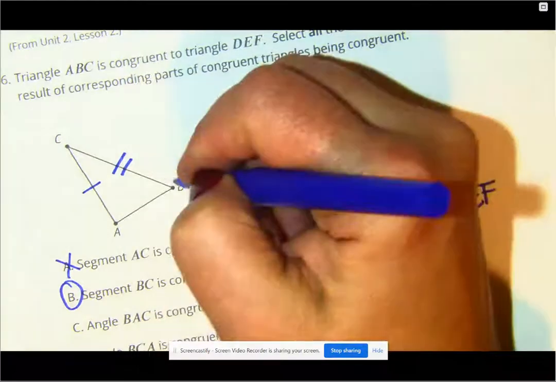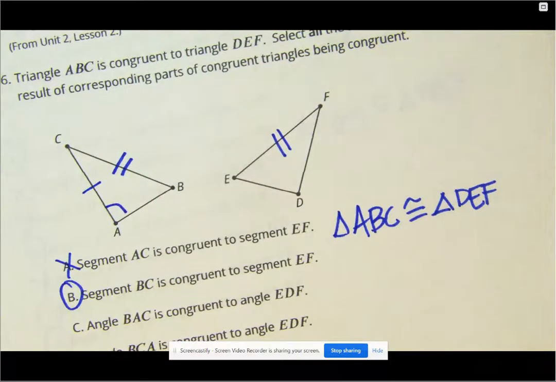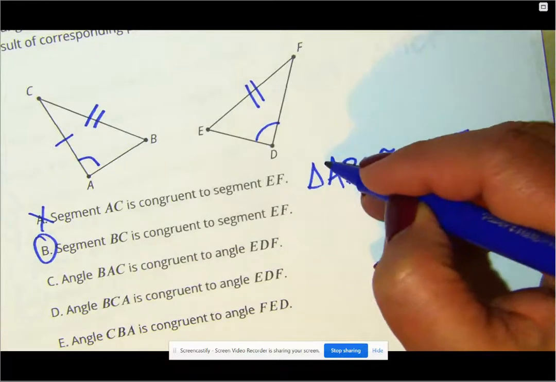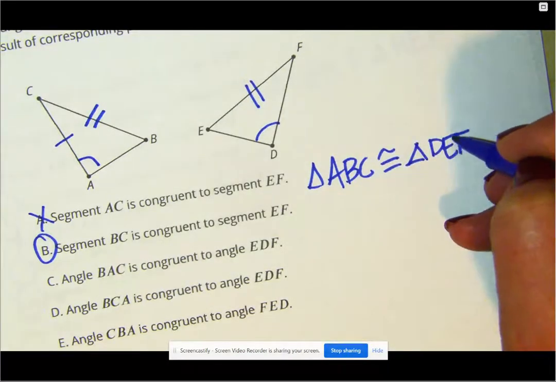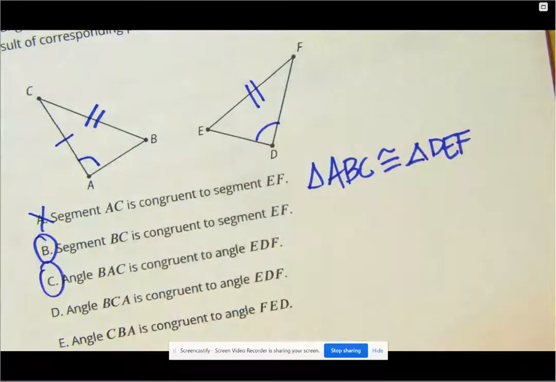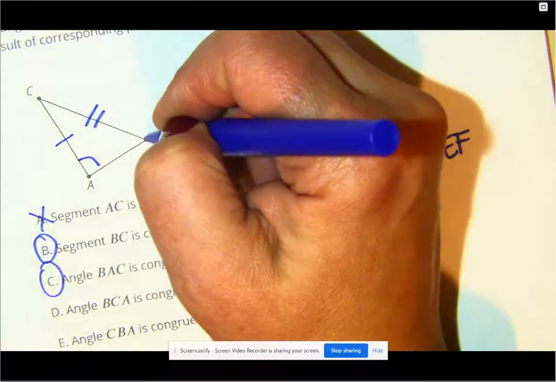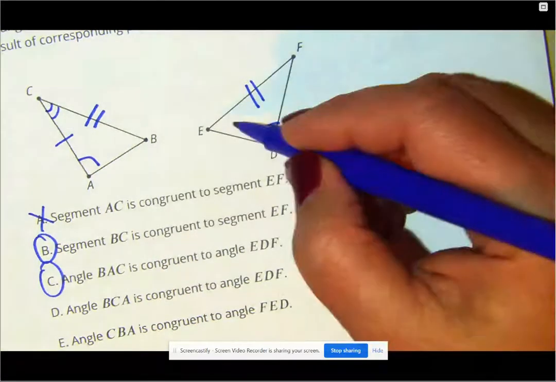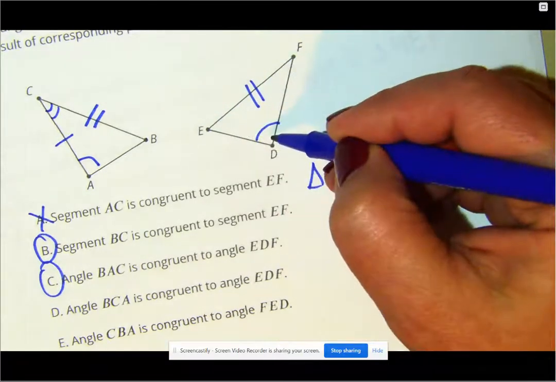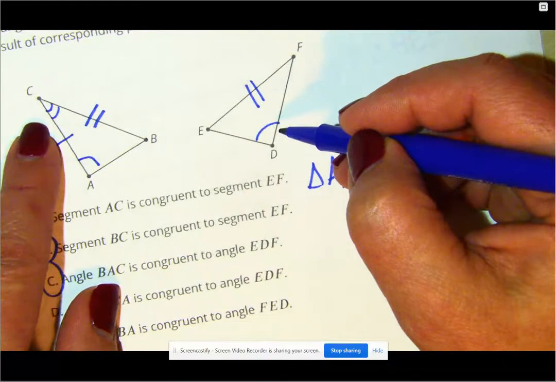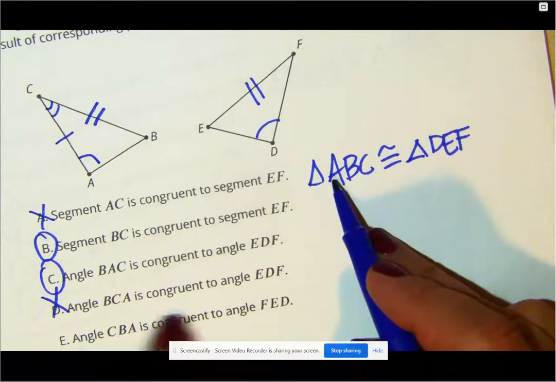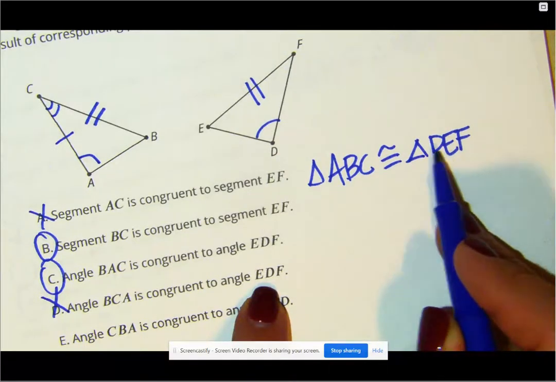Angle BAC is congruent to EDF. Hopefully you can tell from the drawing, but let's look at the arrangement of the letters. They go middle, first, last, middle, first, last. Yes. Angle BCA is congruent to EDF. That's this angle again. Is that angle the same as that angle? No. You could also look at the letters. Middle to the last to the first, middle to the first to the last.